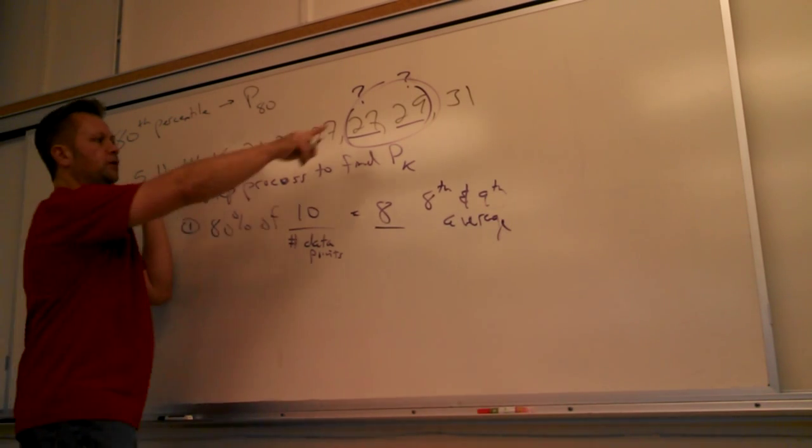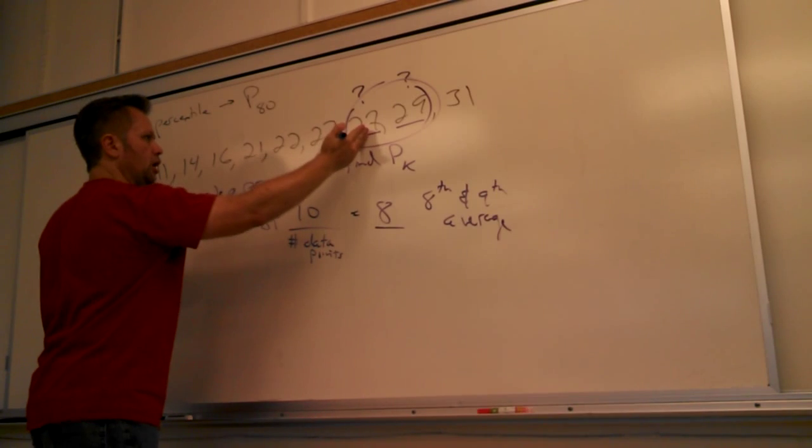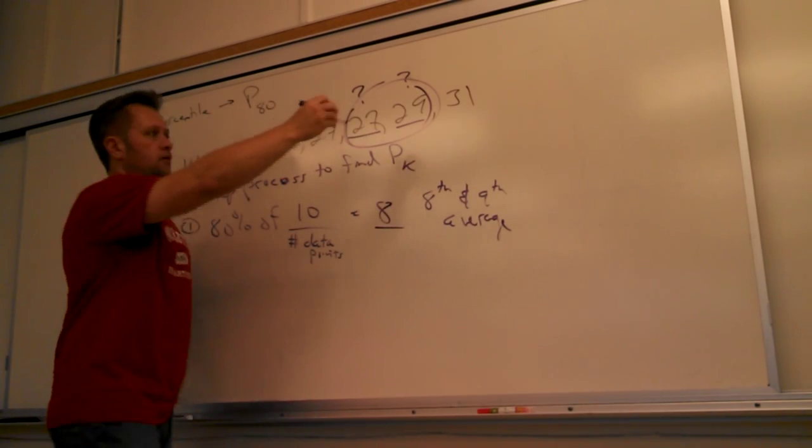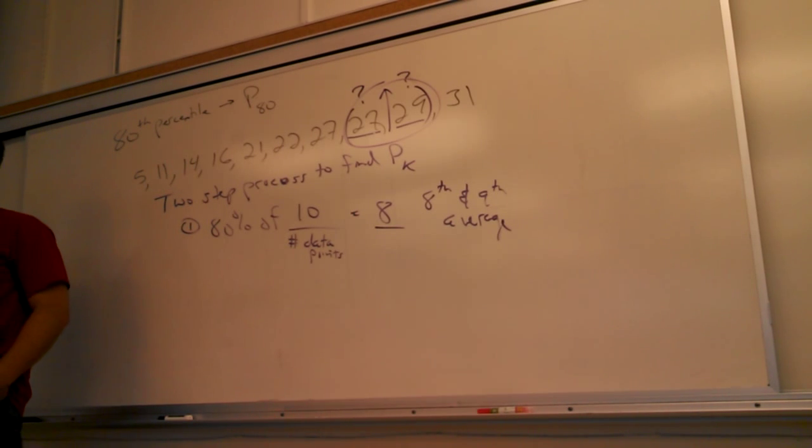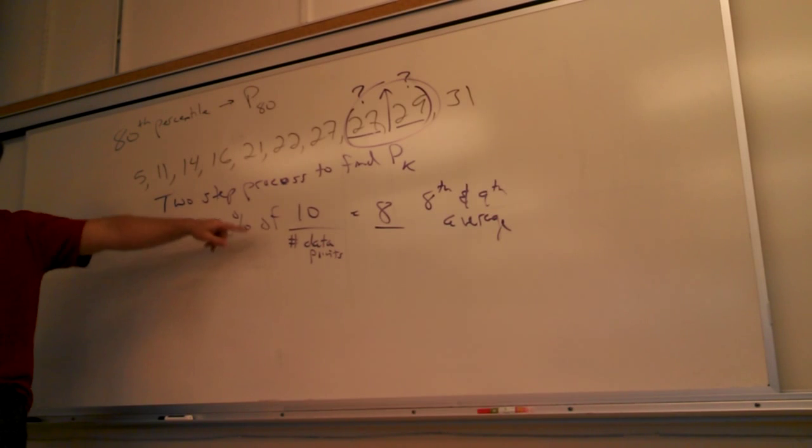What's the only number up here that has 8 numbers below it and 2 numbers above it? The number that's in the middle of those two, isn't it? That's the only number that would have that happen. Does that make sense? And this is what the math looks like behind that.